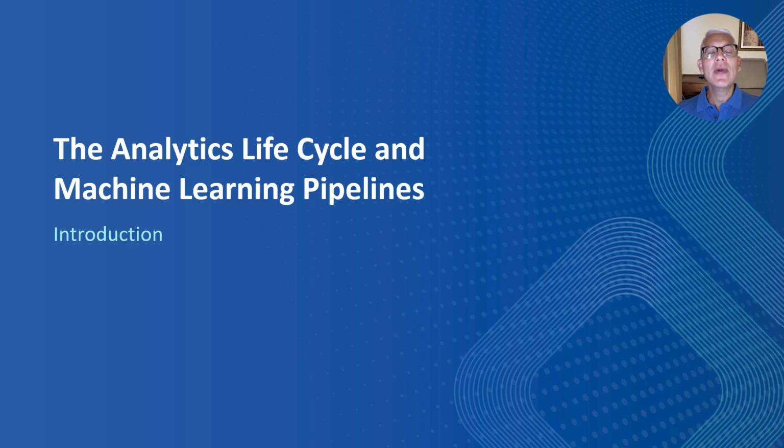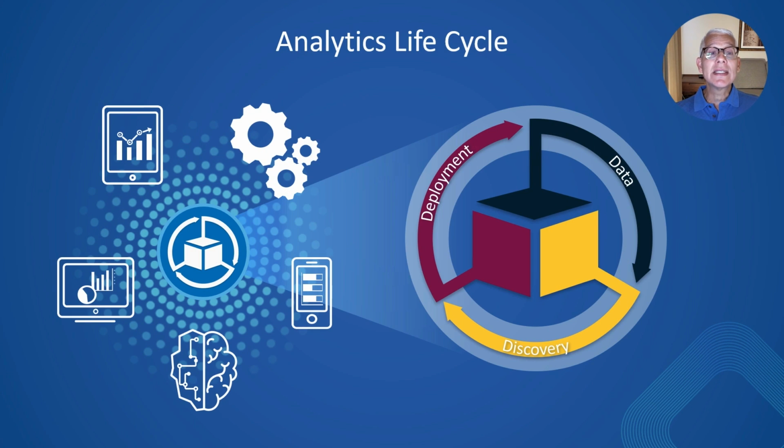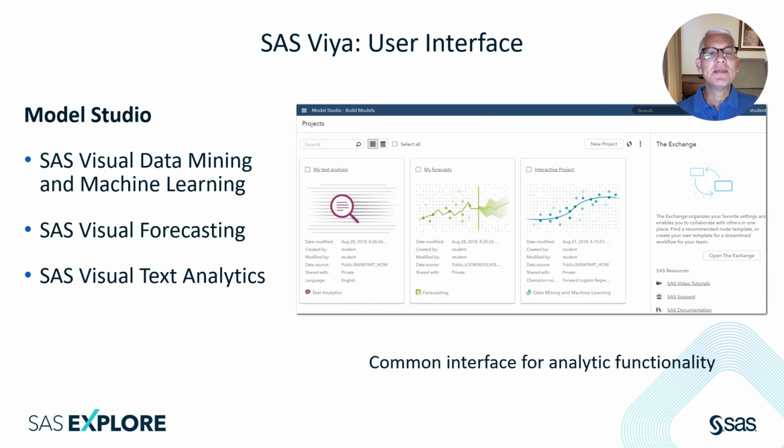Let's start by giving you a very quick introduction into the analytics lifecycle and machine learning pipelines. The analytics lifecycle consists of three phases. We start in the data phase, where we get to access our data and begin to explore our data. There's the discovery phase, where we get to have fun building models on our data. And finally, in the deployment phase, we pick a champion model and put it into production.